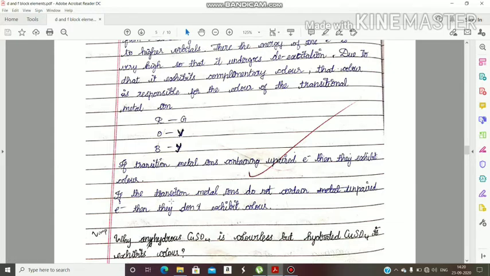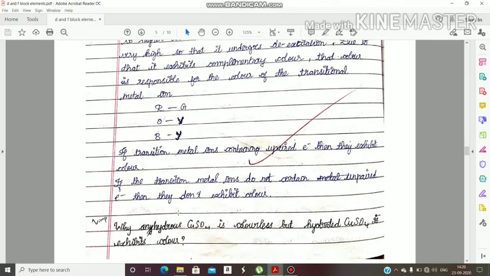Next, if the transition metal ions do not contain unpaired electrons, then they don't exhibit color. If they have unpaired electrons, they exhibit color. If they don't have unpaired electrons, then they don't exhibit color. That's all. This is a very simple topic. Based on this, some questions are there. We will discuss those questions now.